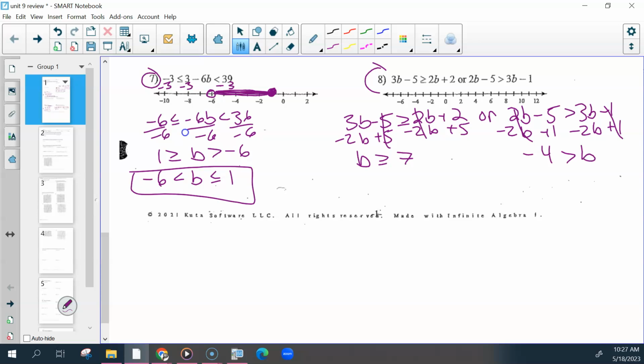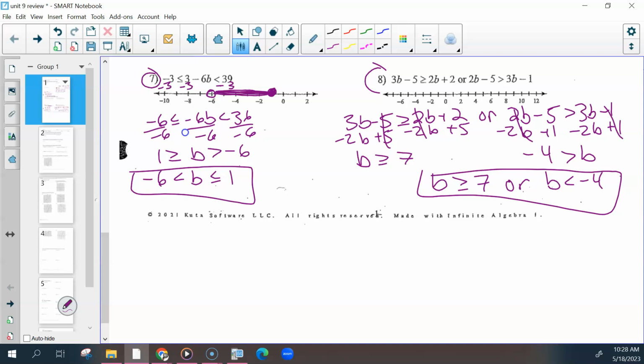You could leave it like that, or you can rearrange it. If you rearrange it, just make sure it's pointing in the same direction towards the b. Put "or" in between the 2. And then with your ors, they're going to graph apart. So b is less than -4 is going to be an open circle to the left. B is greater than or equal to 7 would be a closed circle to the right.